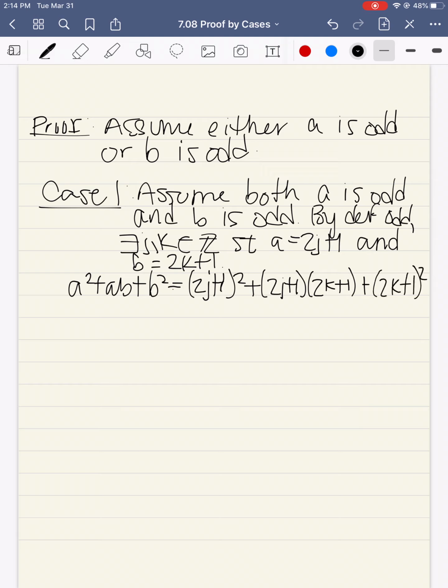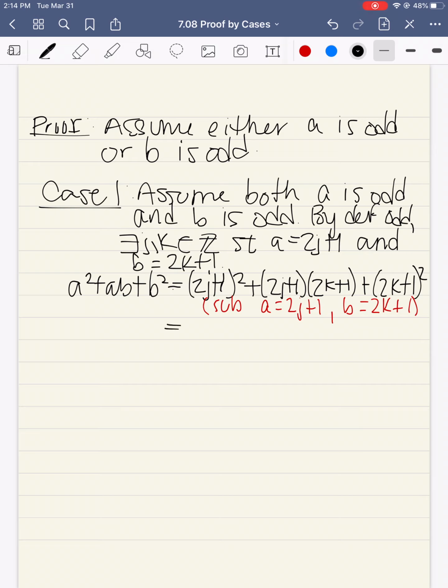Okay, so I've made my substitutions. I'm running out of space for my justifications here, so I'm just going to do my justifications in red underneath the line so that I have enough space. So sub A equals 2J plus 1 and B equals 2K plus 1.